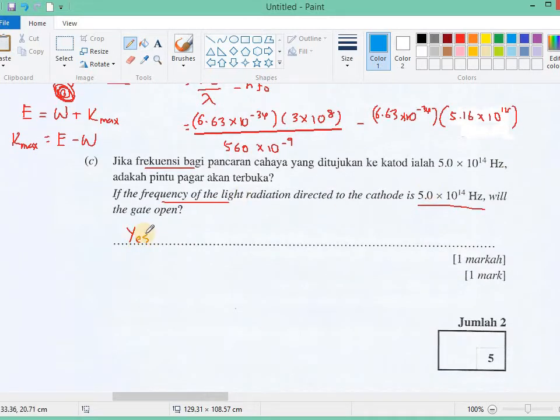So this one we can understand why the gate can open. Because the frequency of light is less than the threshold frequency, that means no photoelectric effect. That means no current, and when there is no current, the door will open. Okay, like that.